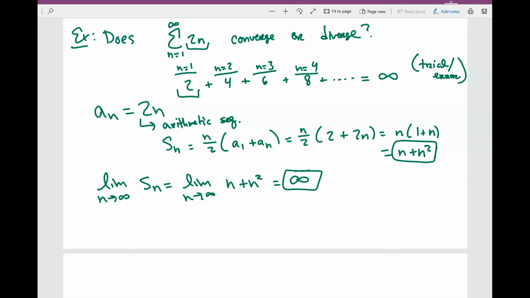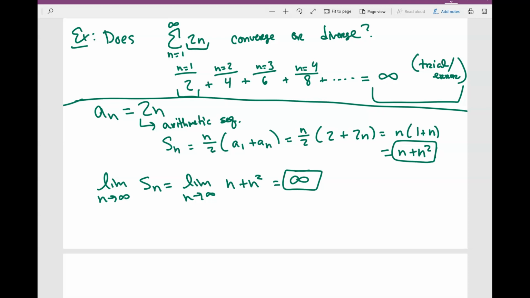So see how doing it by trial and error was probably easier to look at, because you immediately plug it in and you're like, okay, well, this is dumb. I'm just going to add all these numbers. They're going to get really big, so it diverges. And with the second method, some of you may have forgotten these formulas about the arithmetic sequence. But it's still nice to be able to know it, plug it in, and show by the limit definition that it equals infinity.